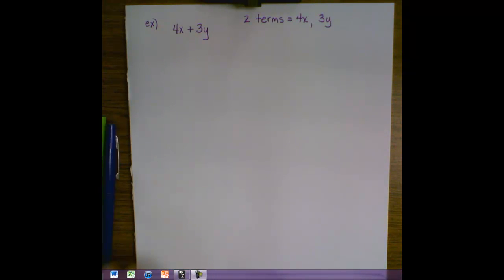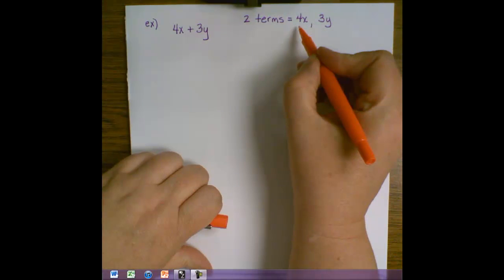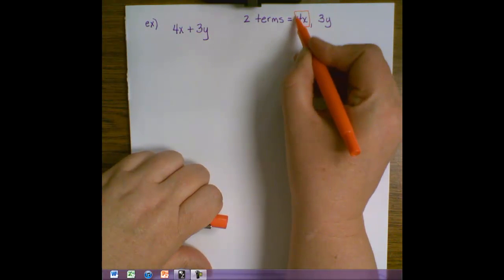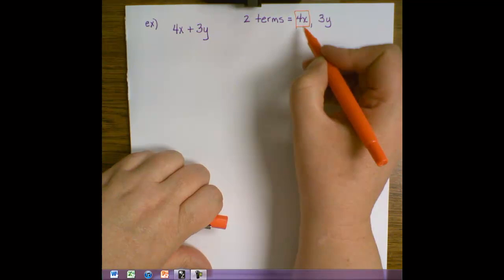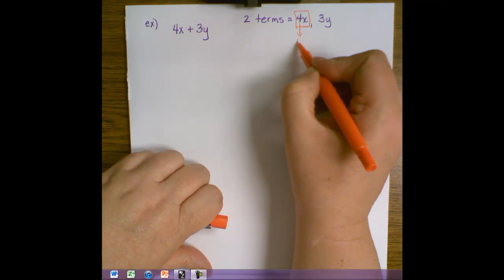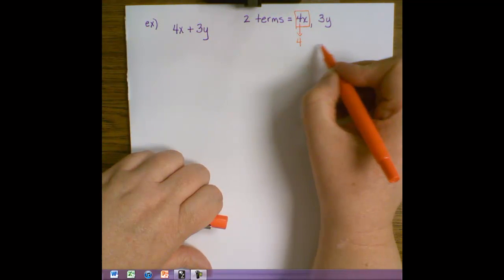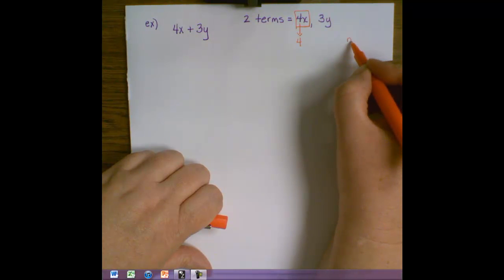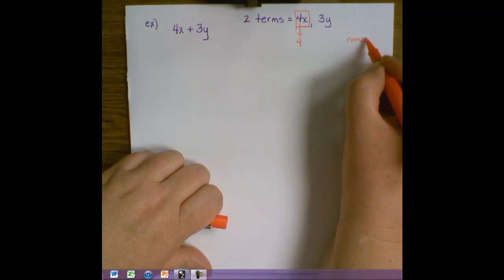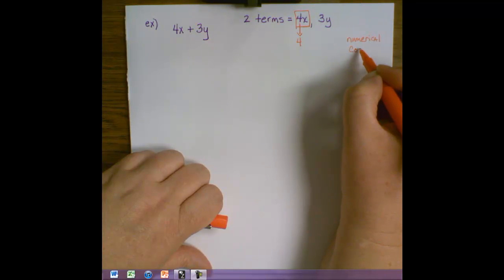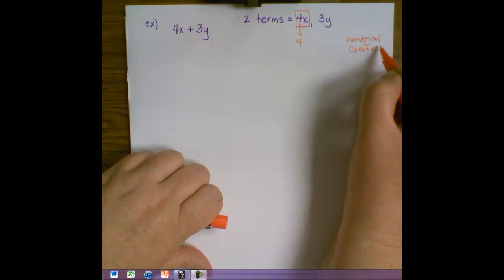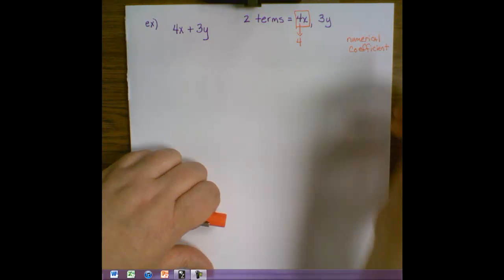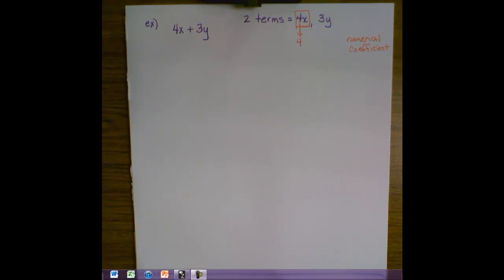In the first term, in this term right here, 4 is the numerical coefficient. Give me just a second to make sure I'm not misspelling it. And if it's misspelled, I'm not going to worry about it because I am not a speller.